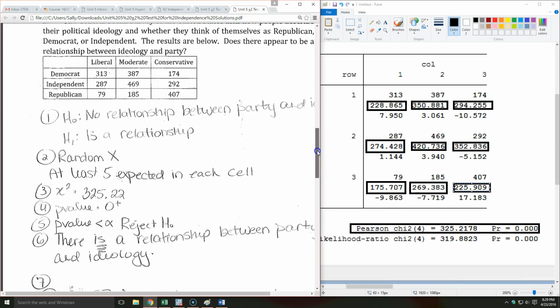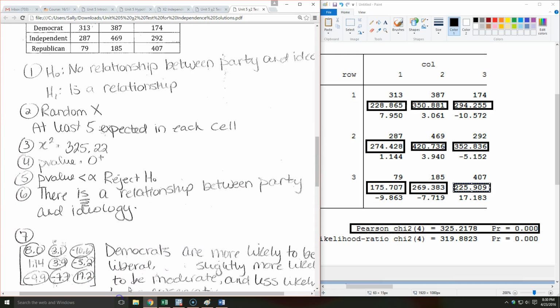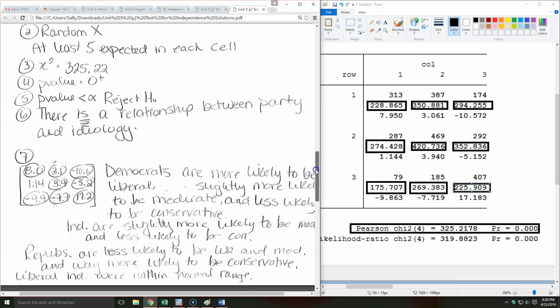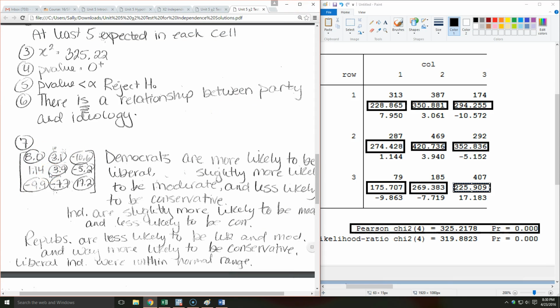So we talked about our chi-square and p-value. The p-value is low, we're going to reject H0, and then we conclude that there is a relationship between party and ideology. So I actually recommend rounding to more digits than I had rounded originally because it could eventually end up causing problems if your cutoff is really close to 2 or -2.